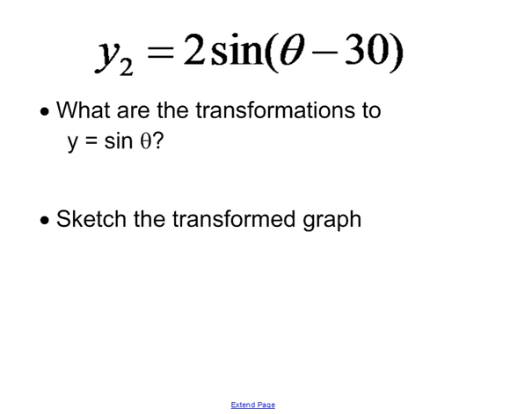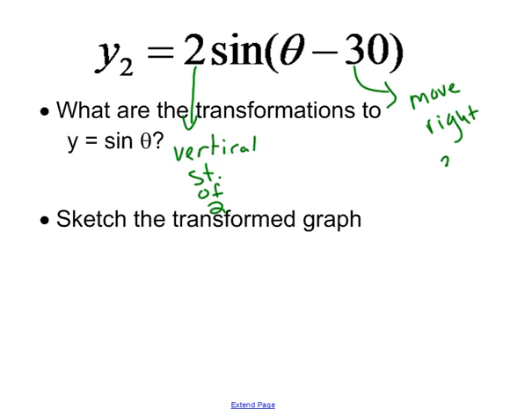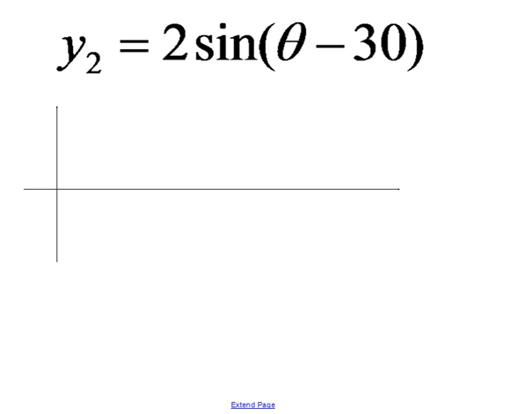All right, let's look at this transformation. What does the 2 do? Well, that's a vertical stretch of 2. And the minus 30, since it's happening inside, is going to move everything right 30 degrees. Okay, so again, I'm going to take a look at the parent function. I'm actually going to do the transformation function of the 2. So I'm going to go up to 2, down to 2. I'm going to do a little extra.